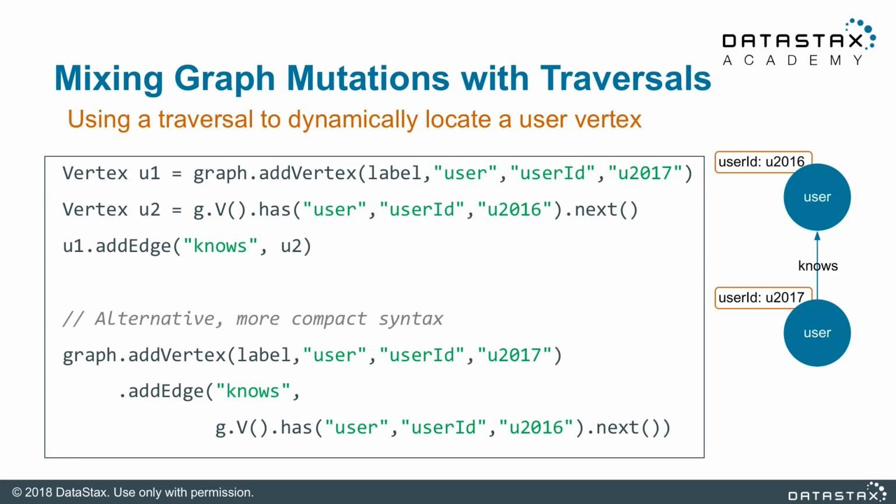Next, we want to define our second user, U2, which already exists in the graph, so define the traversal that will return our U2 vertex. Just like before, we can take the first user, call the addEdge method with the label, and then the end vertex, which in this case is our U2 vertex. At the bottom here, you can see a more compact version of the above example where we start by adding our vertex, chaining the addEdge method where we define our traversal that will return the existing vertex we'd like to connect to our new vertex. Let's take what you've learned about the Graph API and put it to good use.